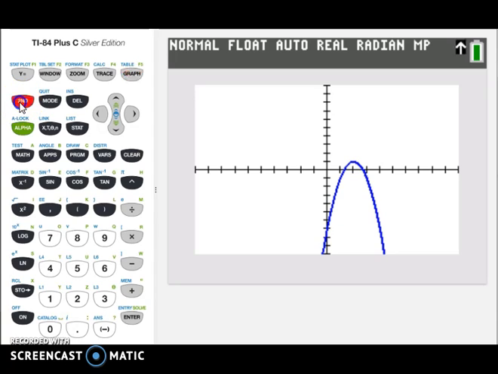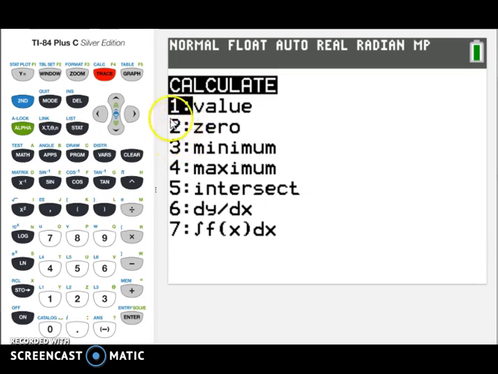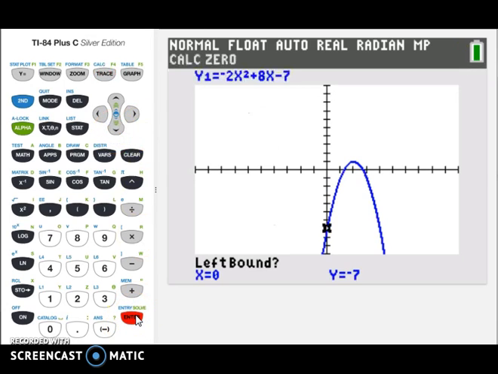So what we're going to do is hit the second button, and go to trace. We want to find the 0. So you're either going to hit number 2 and enter, or you're going to go down to 2 and hit enter. Either one. Okay, when you do this, it says left bound. So this is kind of like how we did the maximum and the minimums last time. We want to find the left bound of the 0. So right here, if we want to find this 0, I need this little blinky thing to go underneath it, because that's the left side. So I'm going to use my arrows and move it a little bit closer. So about here is good, and I'm going to hit enter.